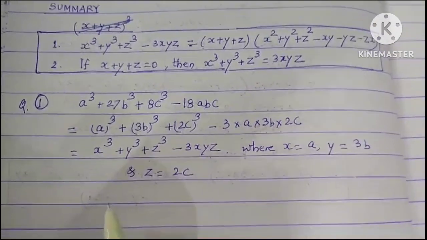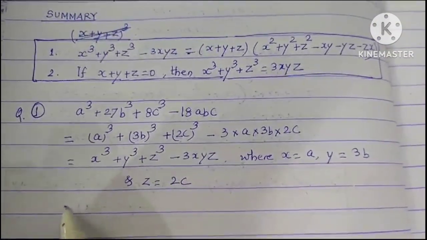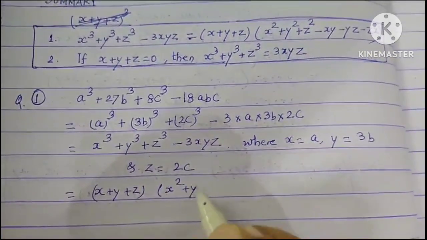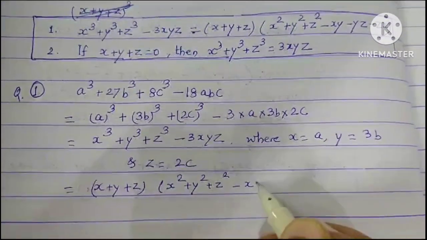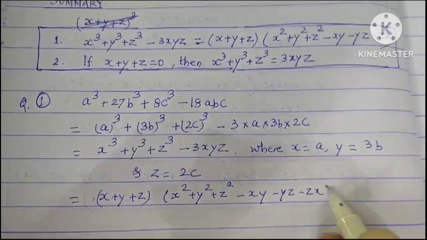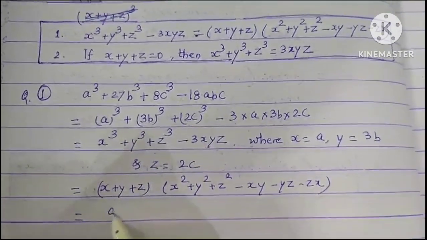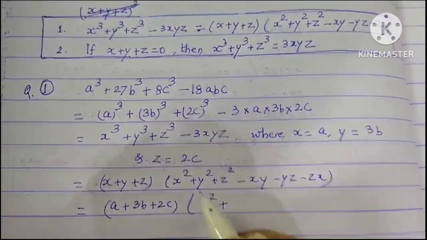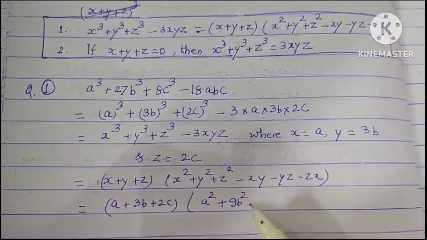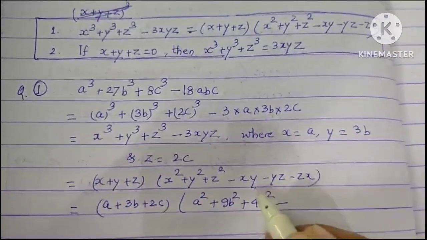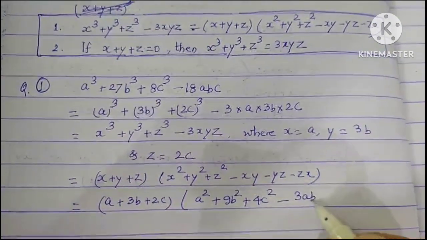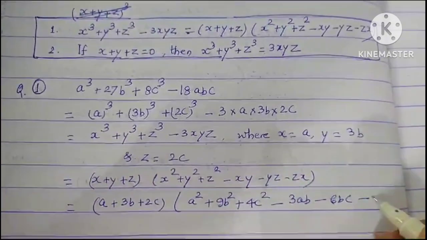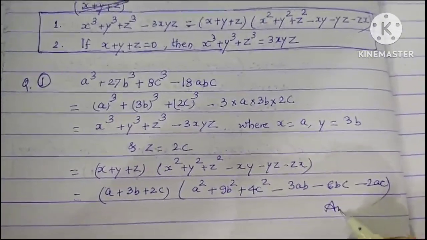So you can clearly see that it is in the form of x cube plus y cube plus z cube minus 3xyz. Now you can write it like this: that will be equal to x plus y plus z times x square plus y square plus z square minus xy minus yz minus zx, and we put the values. So a plus 3b plus 2c, times a square plus 9b square plus 4c square minus 3ab minus 6bc minus 2ac. So this will be the answer.